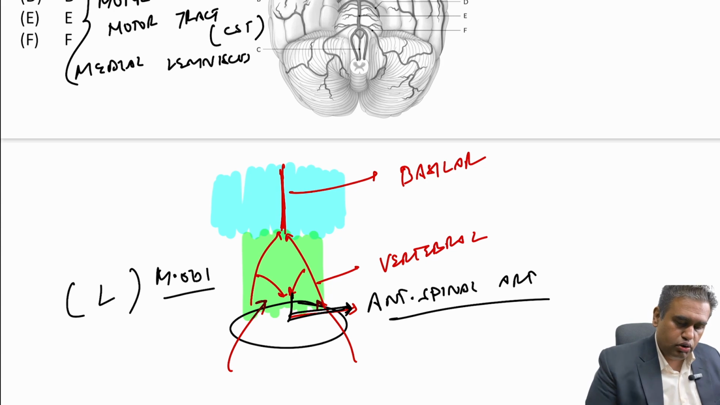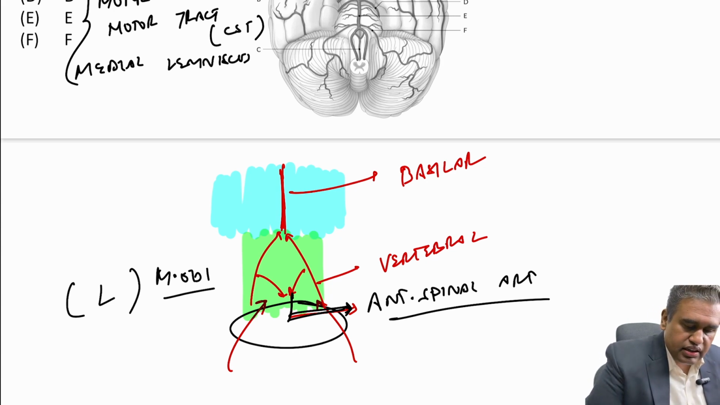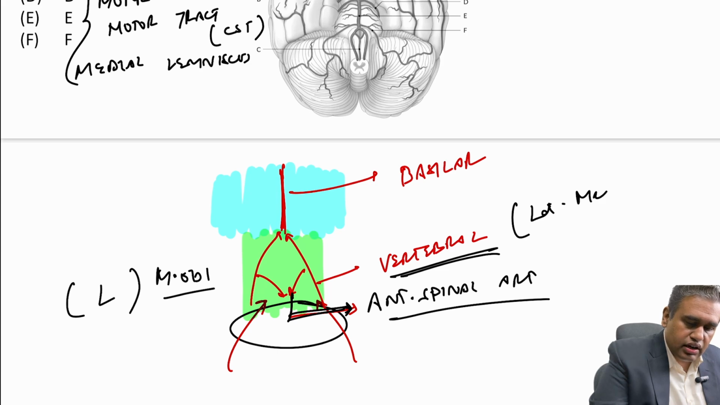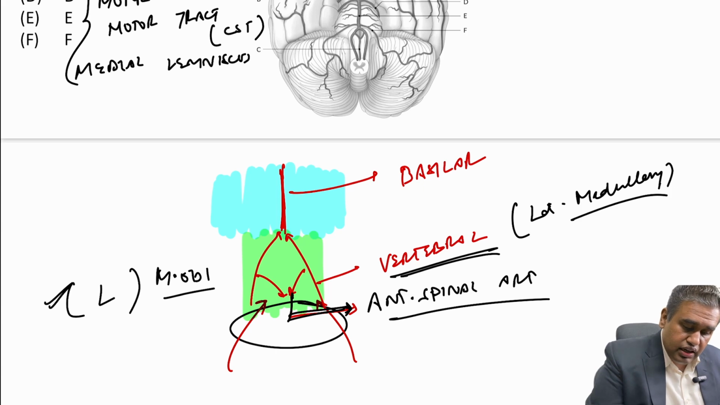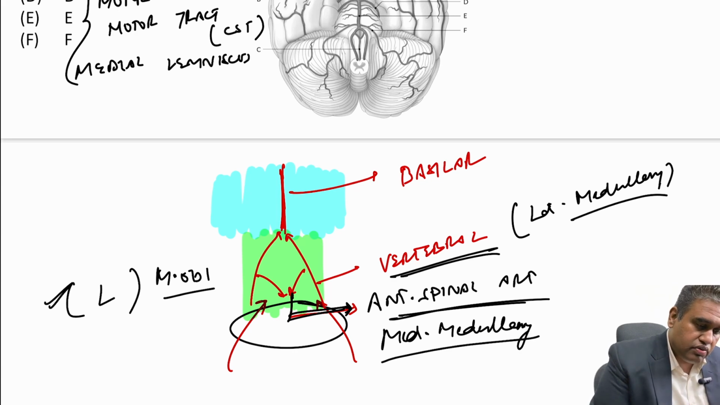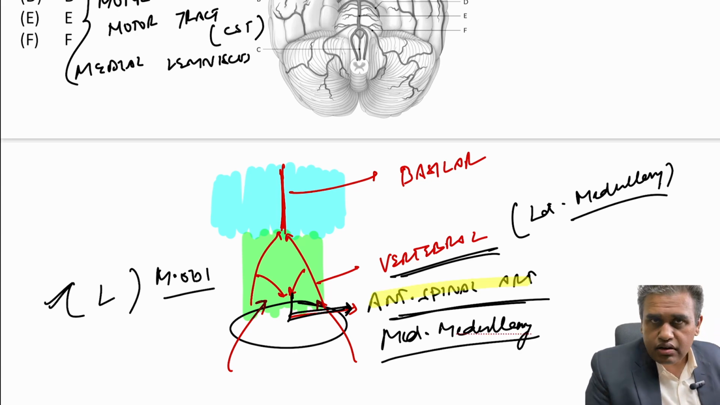So if you have a lateral medullary syndrome, then we can think of the vertebral artery. That mainly causes a lateral medullary syndrome. Why? Because this artery is lying laterally. But if we think of a medial medullary syndrome, which our diagnosis was already made, then we should be thinking of an artery which is around the anterior spinal artery.